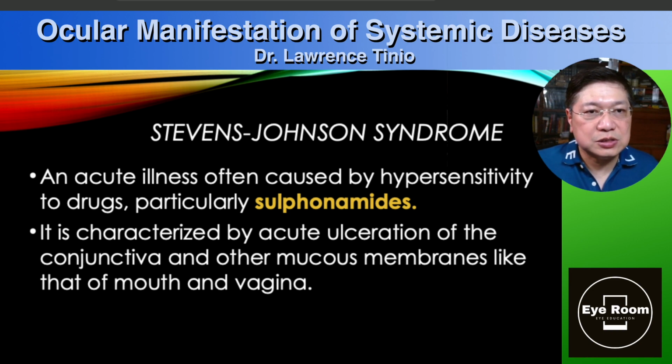And if you see sulfonamides and see problems in their eyes, tearing, then you probably could suspect that they are having Stevens-Johnson syndrome. We'll show you a severe case later on, and it is characterized by acute ulceration of the conjunctiva. Again, it's not as painful as the cornea, but pain in the conjunctiva would produce at least mild pain in the patient. And other mucous membranes, like your mouth and vagina, would also have acute ulceration.